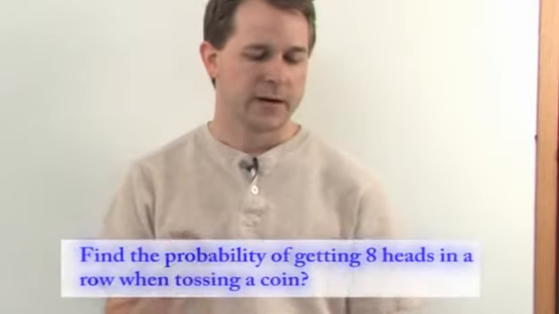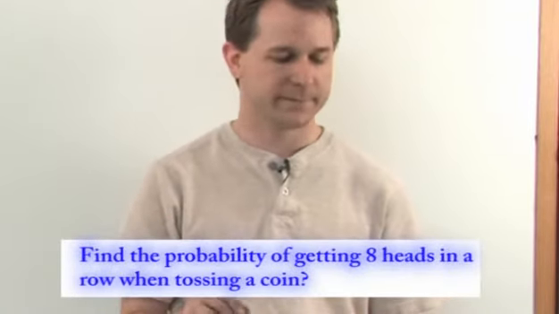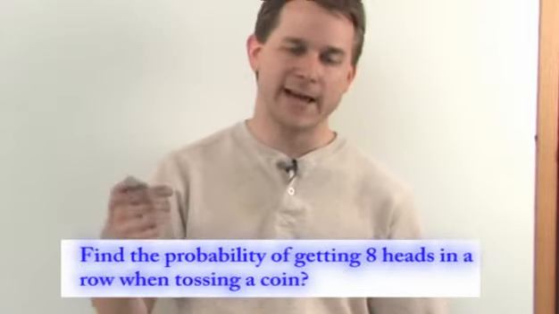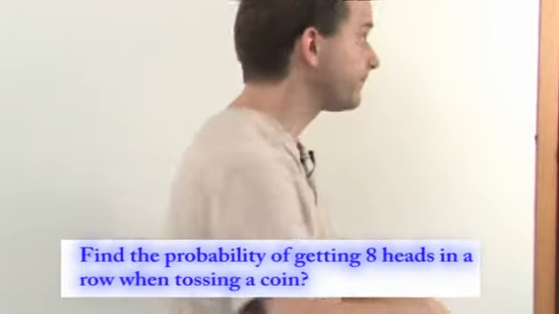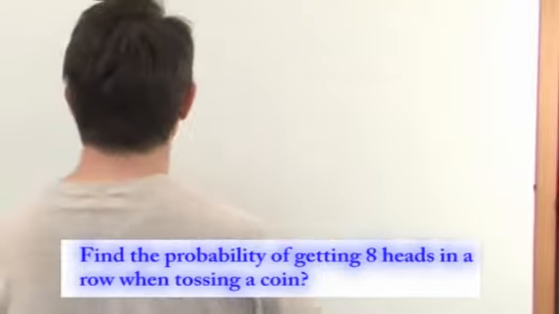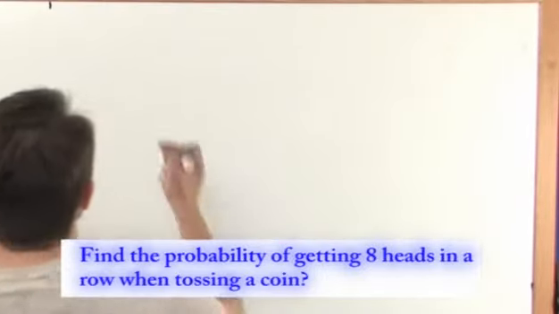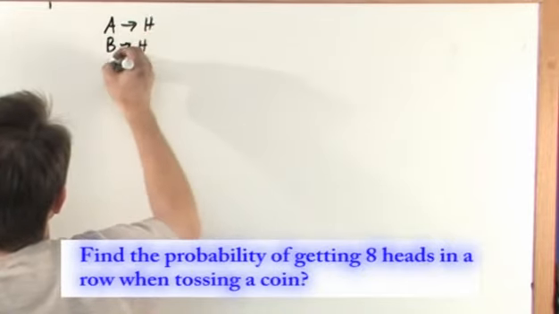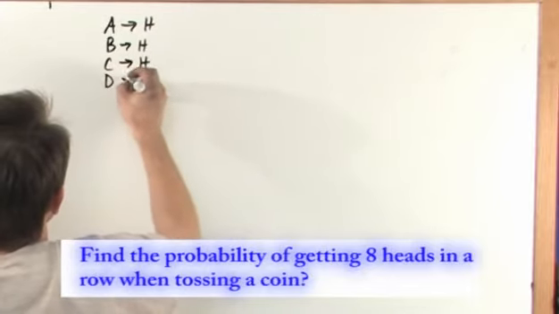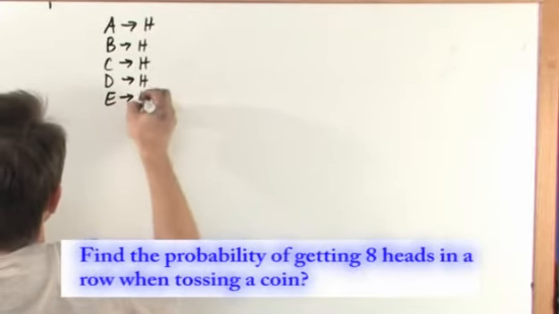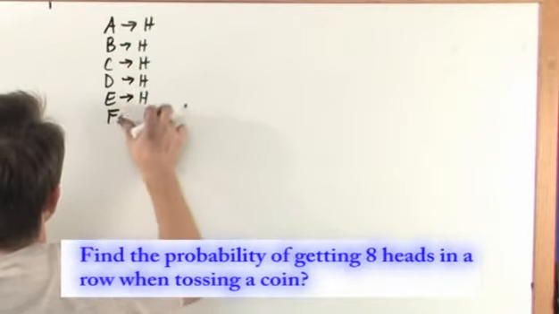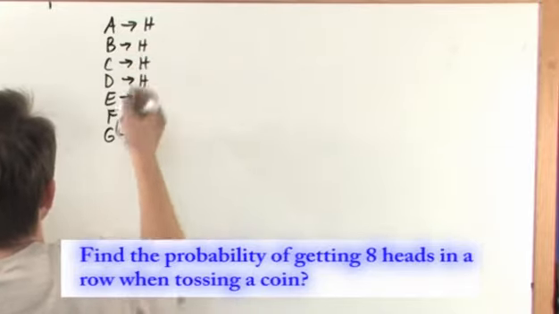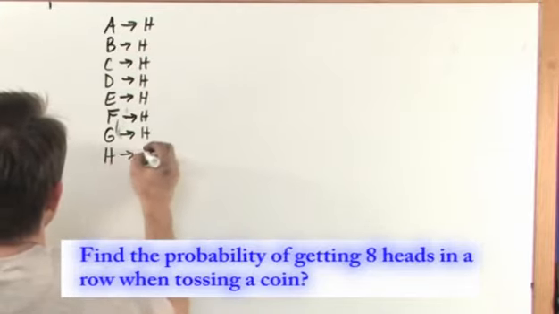Let's continue doing that. Find the probability of getting 8 heads in a row with a balanced coin. So flip a coin 8 times. I want to get heads 8 times. How do I do that? Well, this is a little bit different because I have effectively 8 events. Event A is getting a heads. Event B is getting a heads. C is getting a heads. D is getting a heads. E is getting a heads. F is getting a heads, and G is getting a heads. Still not done. H is getting a heads.